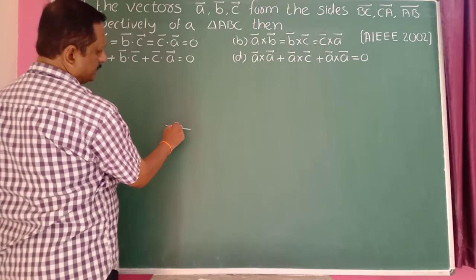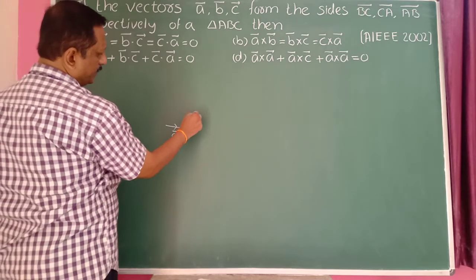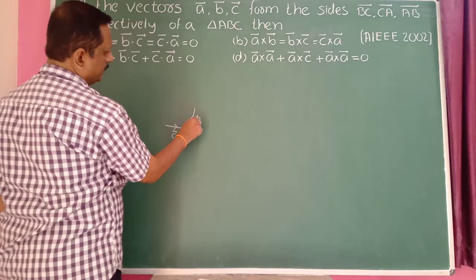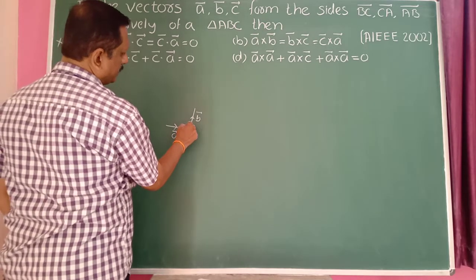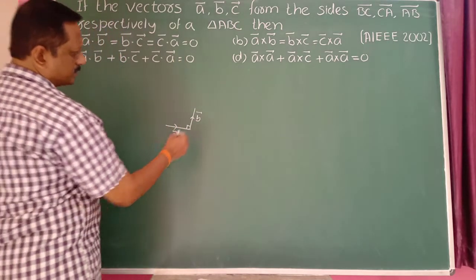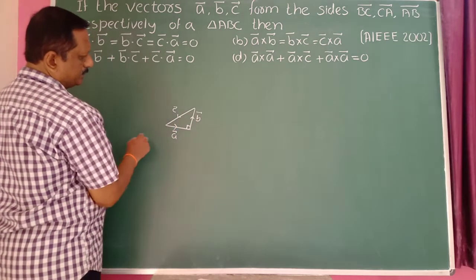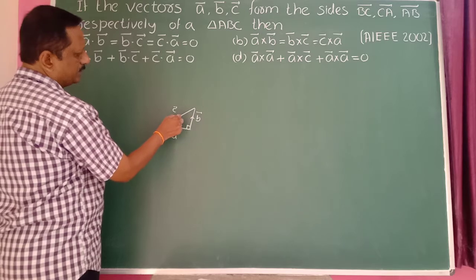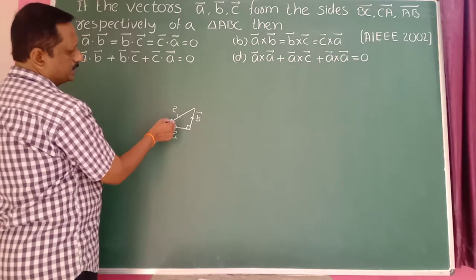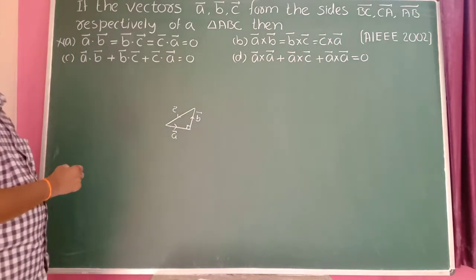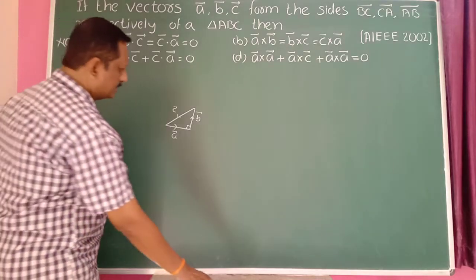So consider this vector A bar and this vector B bar. Okay, they are perpendicular here. Suppose this vector is C bar here, then B bar, C bar not perpendicular, A bar, C bar not perpendicular here. Therefore, first option is wrong here.